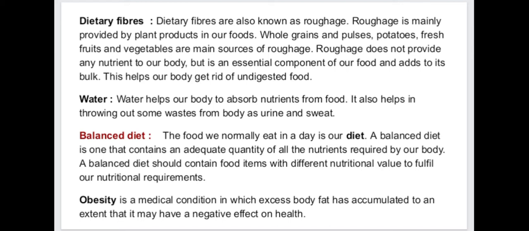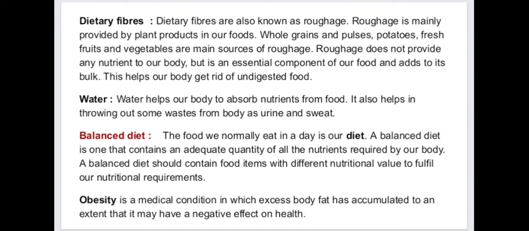And the last one is water. Water helps our body to absorb nutrients from food. It also helps in throwing out some waste from our body as urine and sweat. And the next topic is balanced diet. The food we normally eat in a day is our diet.